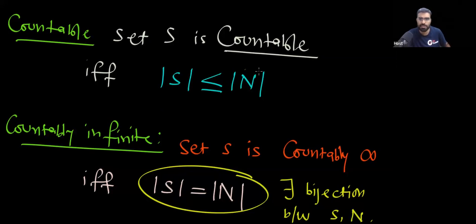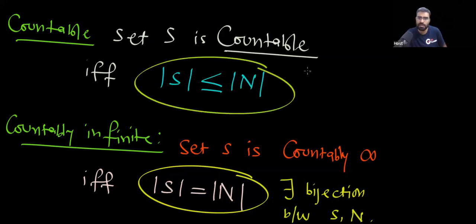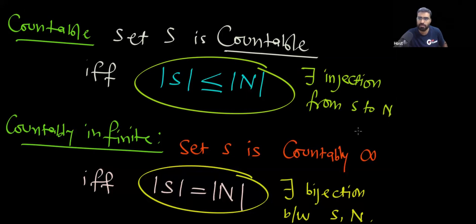And remember what this means: there exists an injective function, an injection, from S to N. So if you can create an injection, then you can say that this set S is countable. This is the definition of countable. Remember, countable means the cardinality of set S is less than or equal to the cardinality of set N.